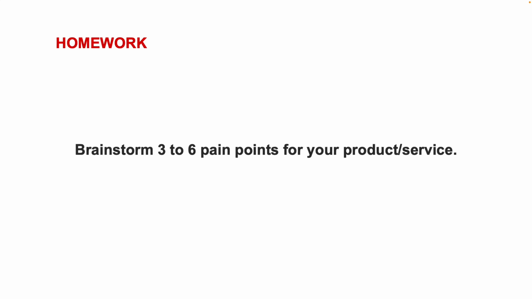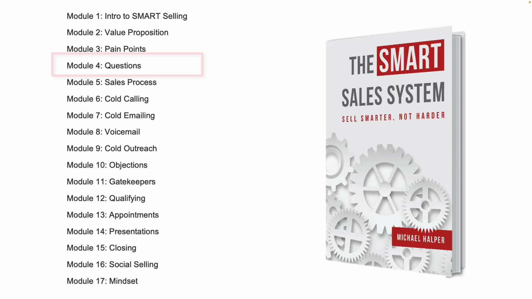And so your homework between now and the next training module is simply to brainstorm and create 3 to 6 pain points for your product or service. And that is pretty much it. In the next module, we will continue to move on to the next step of our sales message brainstorming process and help you to create an optimized set of questions to ask for your product or service.